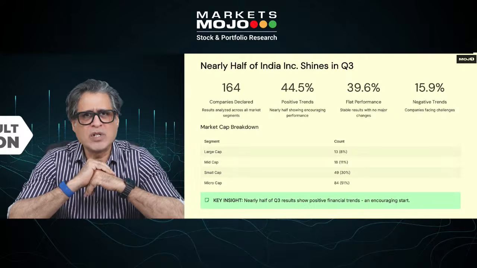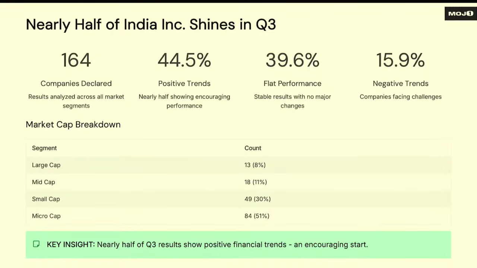This is simple data of 164 companies. So far, 8% of the companies that have declared results are large cap companies. 18 companies, which is 11%, are mid cap companies. There's a large number of small cap companies which have started declaring results: 49 companies so far, which is 30% of 164. And micro cap is 84 companies. So 51% of these 164 companies that have declared results are actually small cap companies.